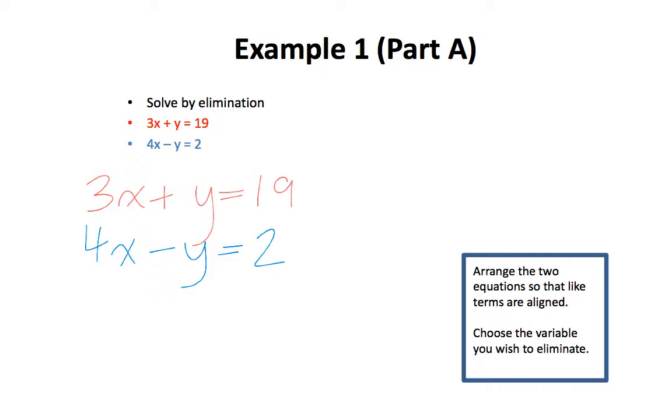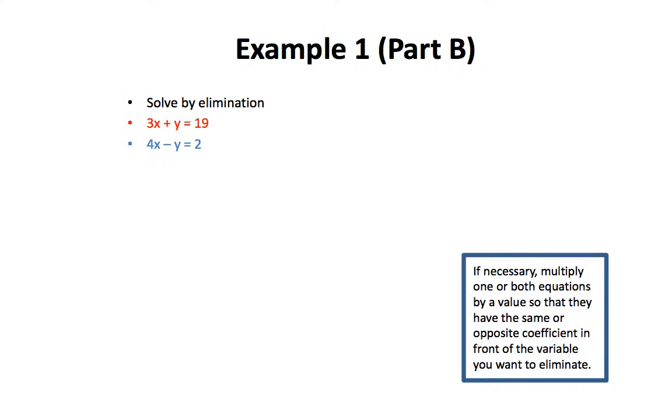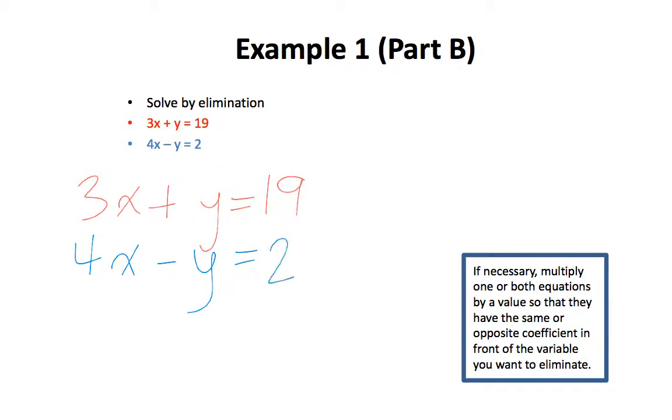Next, we want to choose the variable we want to eliminate. I'm going to arbitrarily choose to eliminate the variable of y. If necessary, multiply one or both equations by a value so that they have the same or opposite coefficient in front of the variable you want to eliminate. Let's begin by rewriting our equations. 3x plus y equals 19, and 4x minus y equals 2. Fortunately for us, all of the like terms were already aligned.